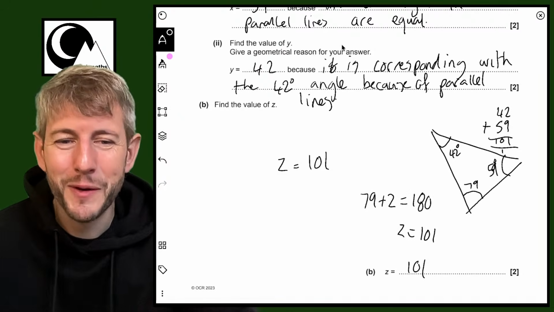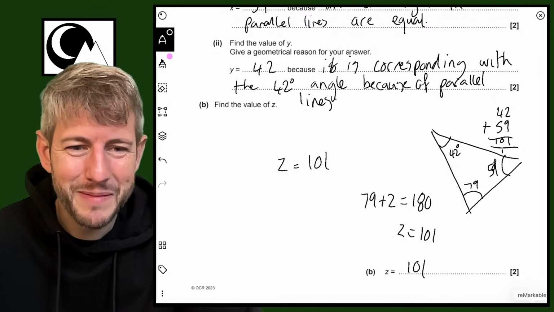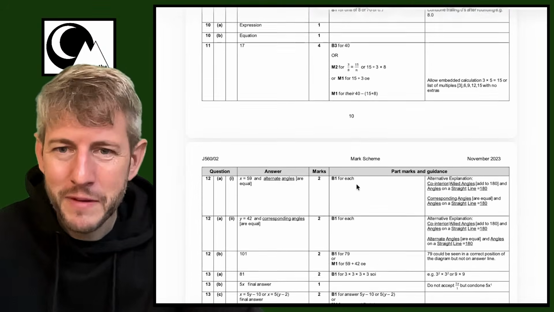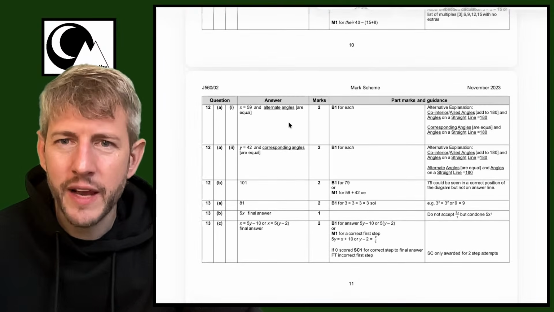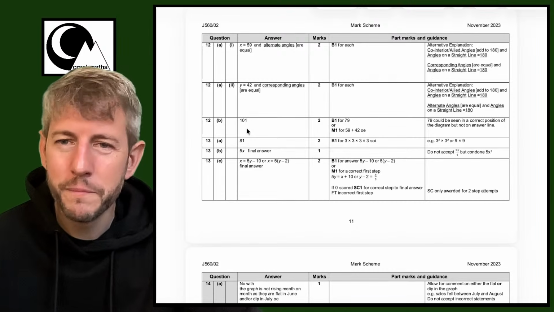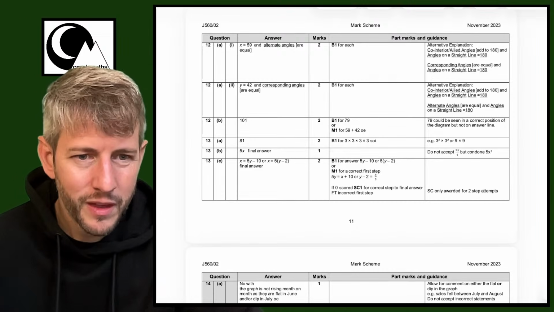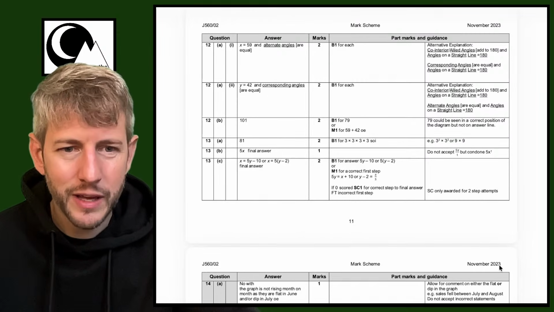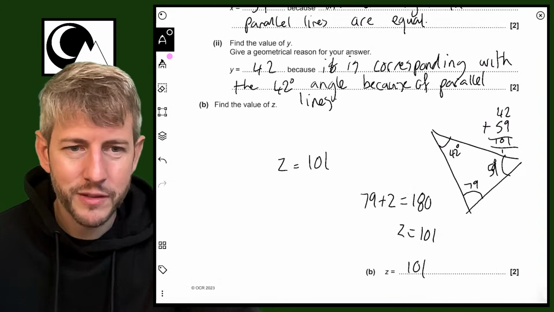And I'll write the answer in the mark scheme. And then I'm going to check my work. We'll check with the mark scheme to see if that was correct. Okay, so yeah, 59 alternate angles, 42 corresponding angles, 101. Yeah, that's just the answer. Okay, great. Right, let's have a look at the next page.